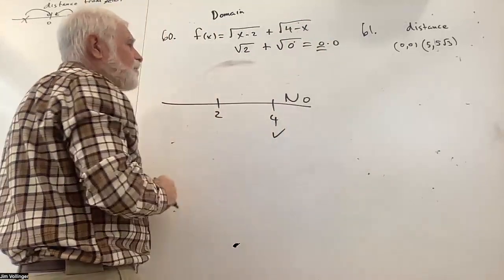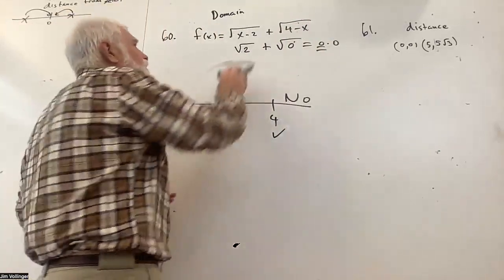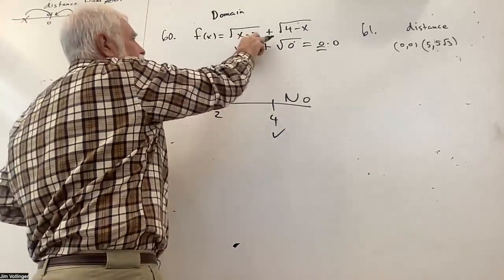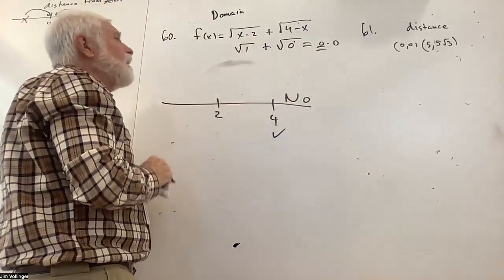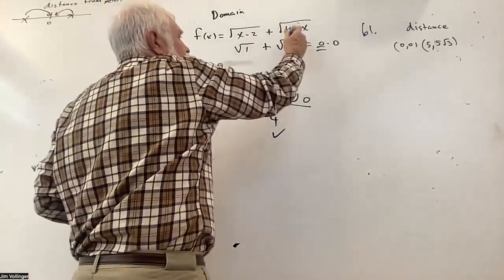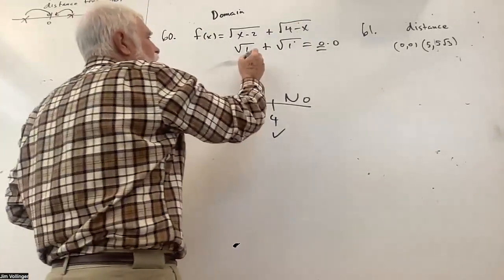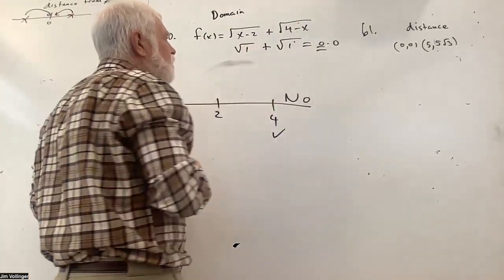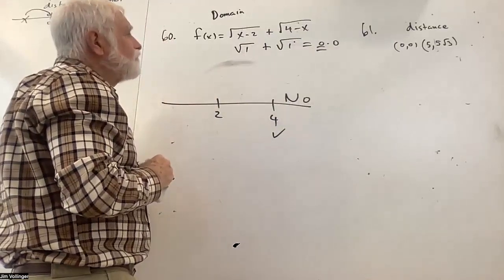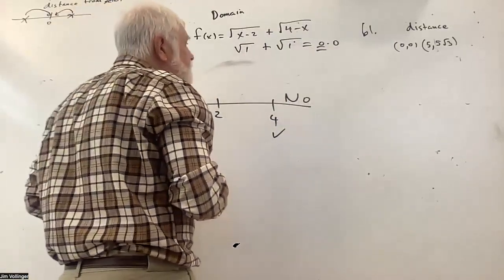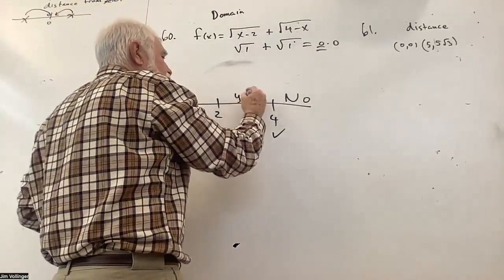How about numbers between 2 and 4? I think 3 is appropriate to use. 3 minus 2, square root of 1. Yep, that works fine. 4 minus 3, square root of 1. Yep, that works fine. That gets me the square root of 1 plus the square root of 1, which is 2. I think, yes, I can use that.